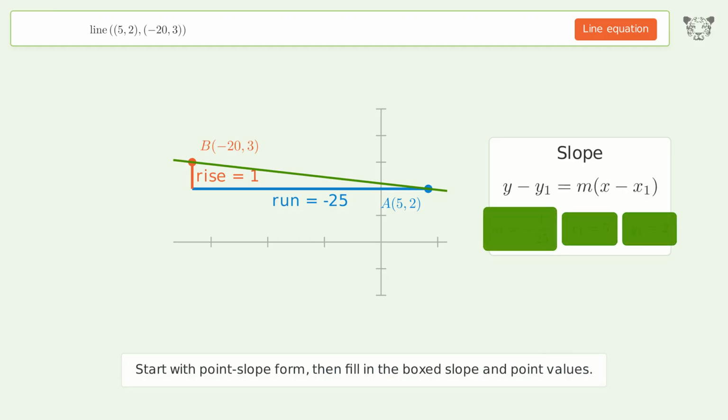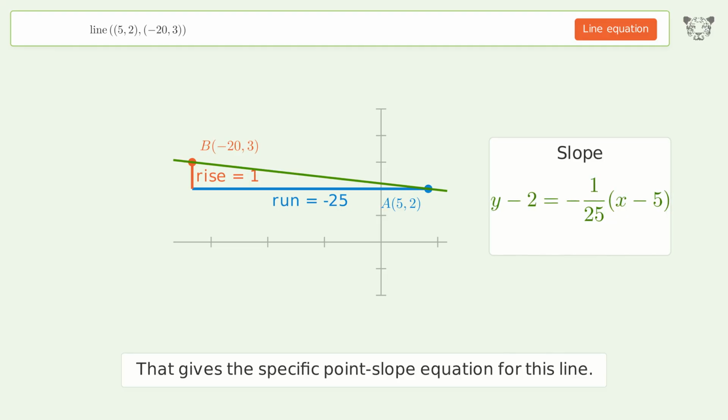Start with point slope form, y minus y1 equals m times x minus x1. Then fill in the boxed values. Slope is -1 over 25, x1 is 5, and y1 is 2. That gives the point slope equation for this line.